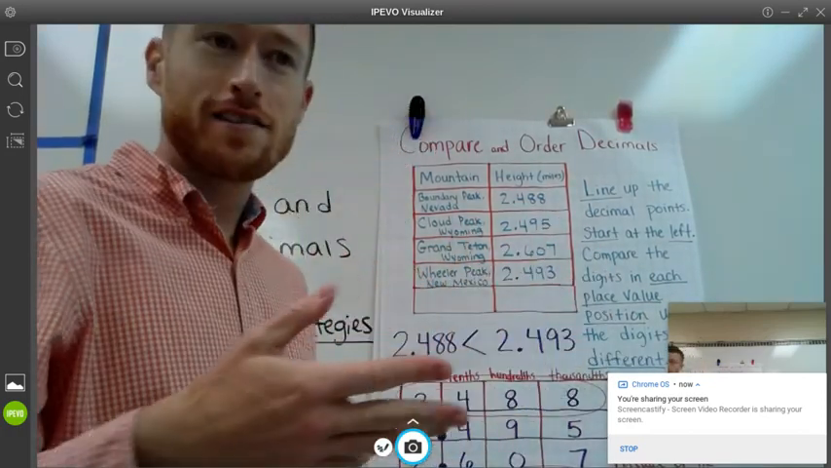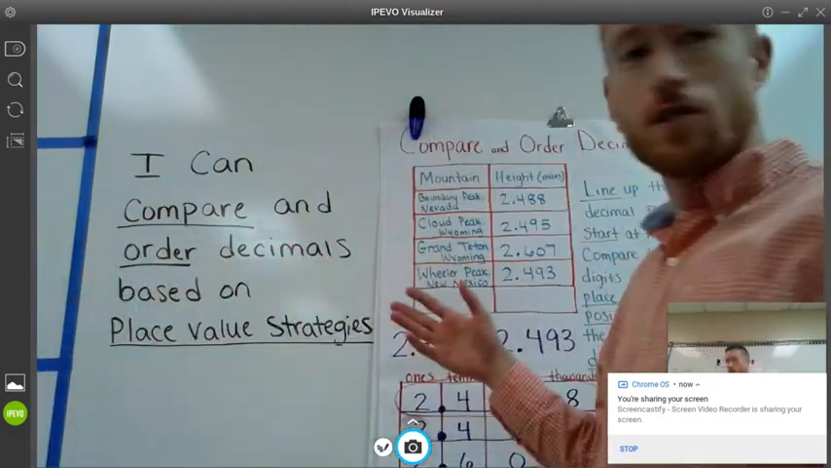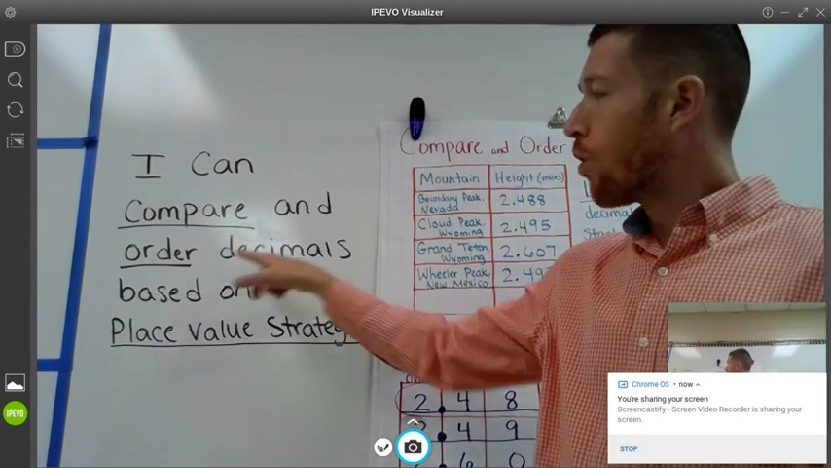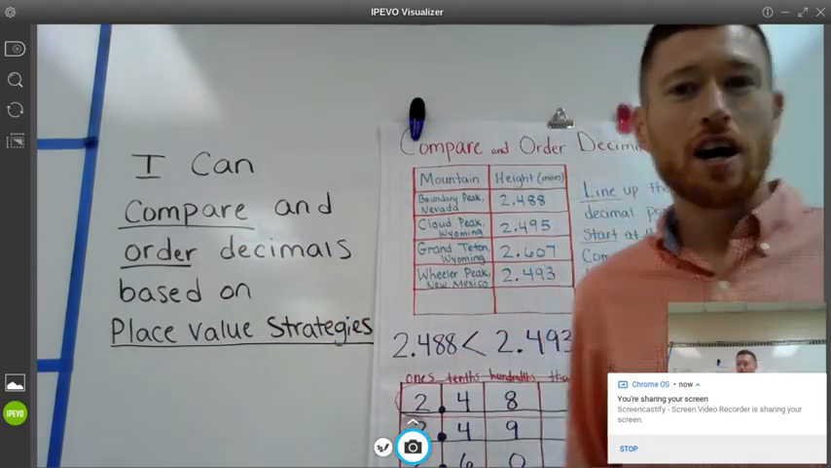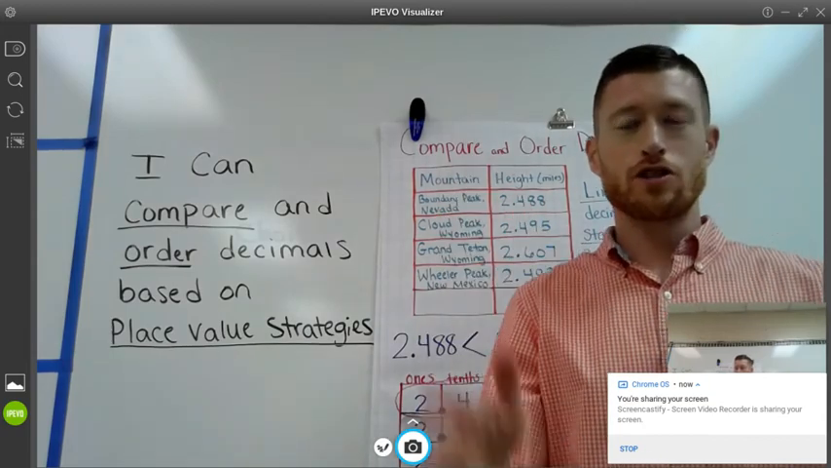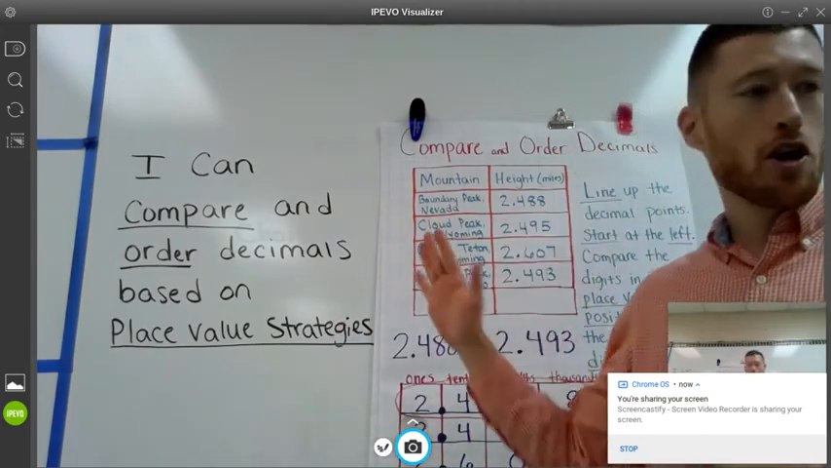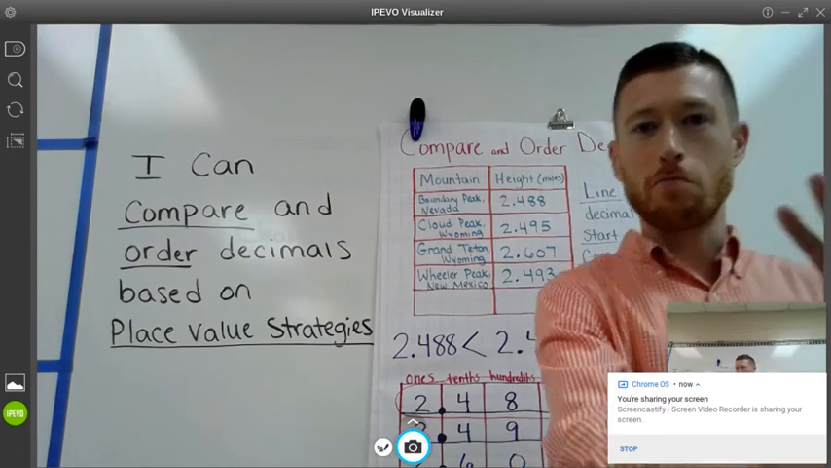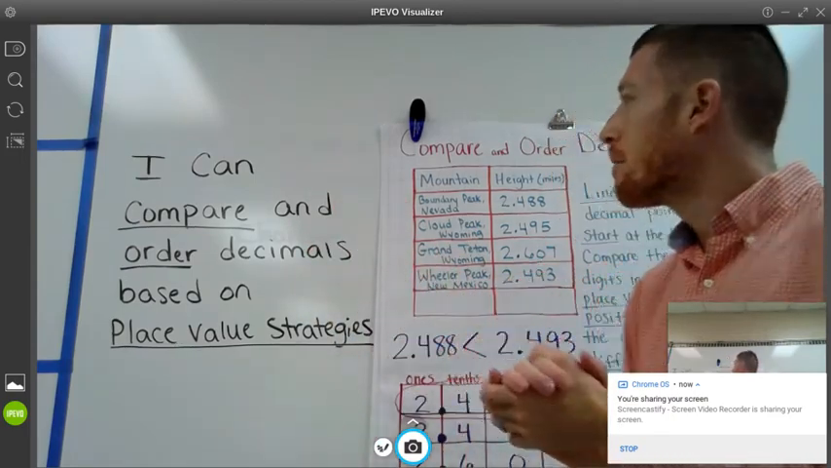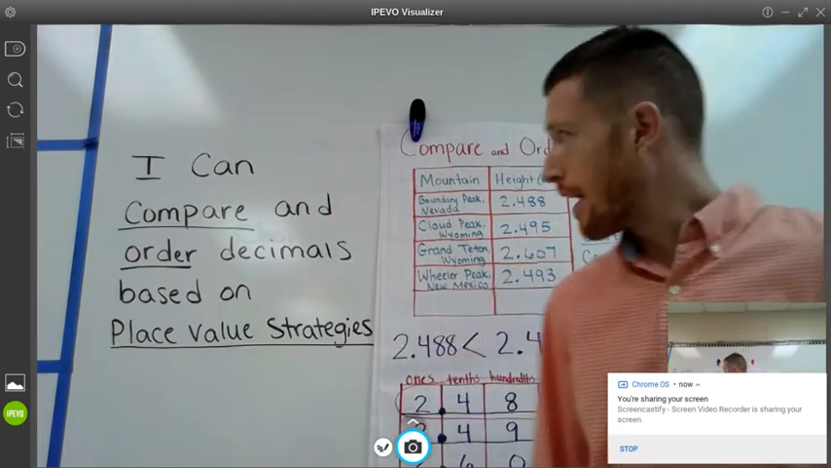We have a new math skill today, and I'm actually going to turn this way so you can see me a little bit better. It's: I can compare and order decimals based on strategies of place value. And I'm sorry I'm looking both directions at the camera and at my computer screen, because my computer's reflecting what's going up here, so it's a little weird. But we're comparing and ordering decimals today.